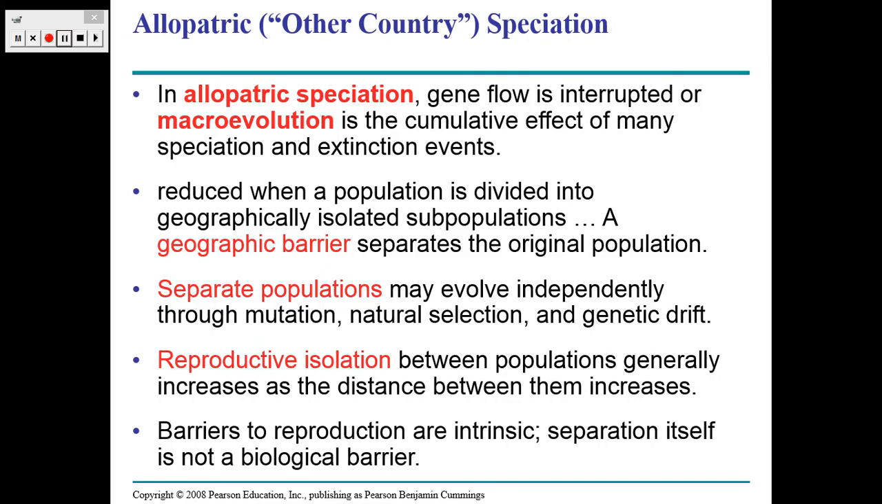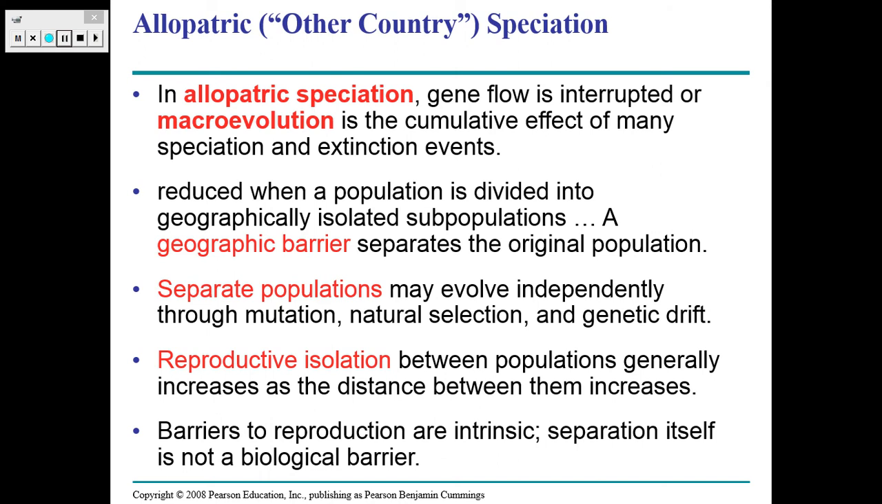Okay, let's look at allopatric. Allopatric, we call it the other country. That's from the Greek root. So allo means other, and then patra is the root there, and that means country. So allopatric meaning other country, which makes sense because it's referring to the separation geographically. Okay, so in allopatric speciation, the gene flow is going to be interrupted. And we could say that macroevolution is the effect of all of these speciation and extinction events.